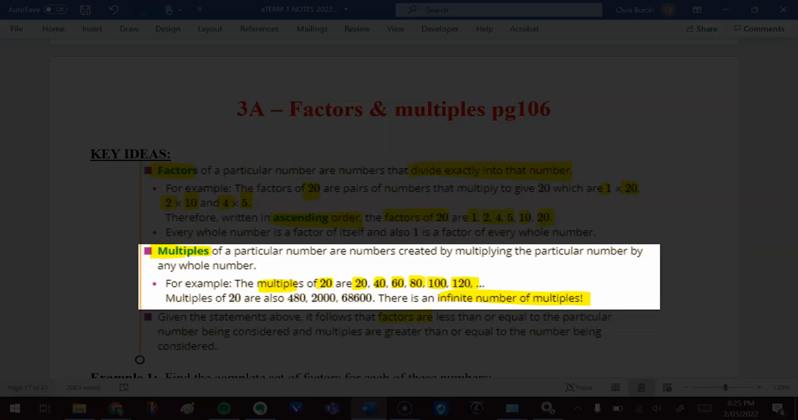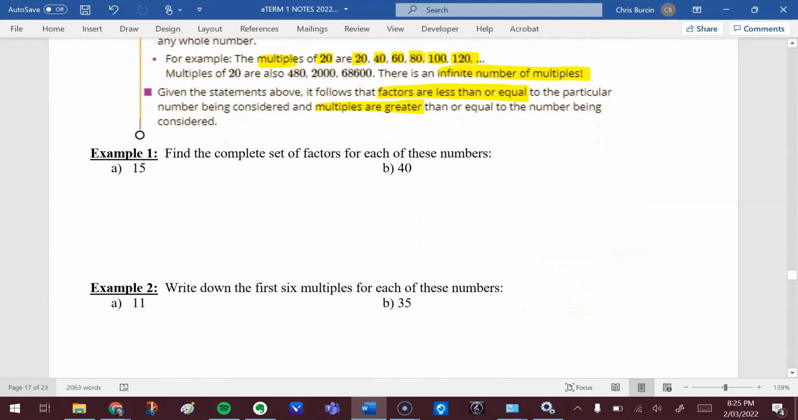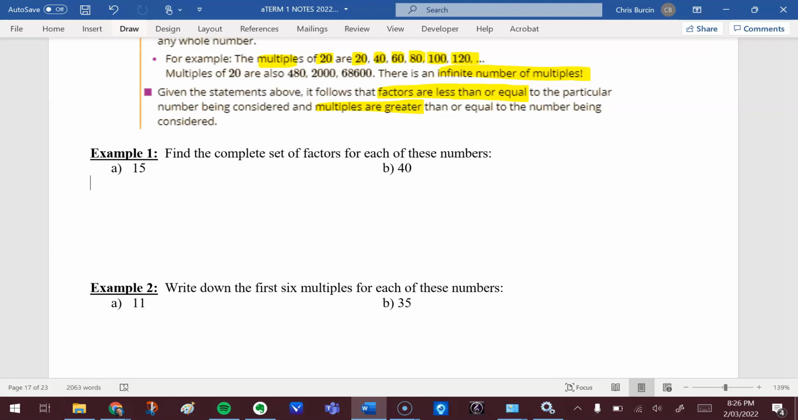So remember that factors are less than or equal to the number. So if the number was 20 again, 1 times 20, 20 is going to be the highest possible factor. But multiples are greater. They're big numbers. They're going to be bigger than the number you're starting with. So let's do a couple of examples. Let's find the factors for each of these numbers.